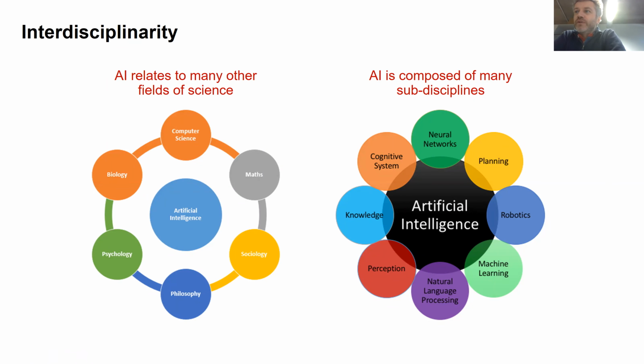AI is connected to many other disciplines. It's itself a subdiscipline of computer science. It heavily relies on mathematics. It's connected to sociology, philosophy, and psychology because of the theory of mind and the whole concept of intelligence. Then the whole field of bioinformatics is somehow closely related. And on the other hand, artificial intelligence itself is composed of many subdisciplines, which we try to cover in our curriculum. There's the whole field of logic, knowledge representation, perception, natural language processing, planning and robotics.